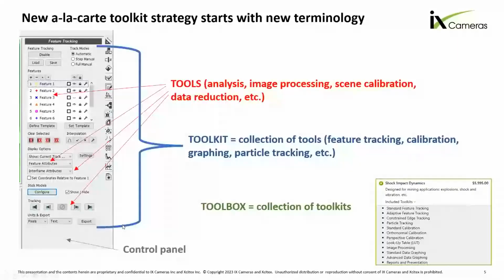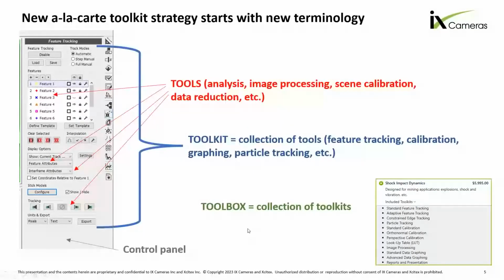To start this, we have to fix our terminology, and there's all new terminology with ProAnalyst now. So now ProAnalyst has tools, toolkits, and toolboxes. Tools are what you click on to make things happen on the screen. They do analyses, they do calibrations, they do image processing, they do graphing. Those are called tools. A collection of tools is a toolkit. And a toolkit is usually in a control panel like this here, like you see them on the side. Those are called control panels. And for the most part, every control panel equals a toolkit.